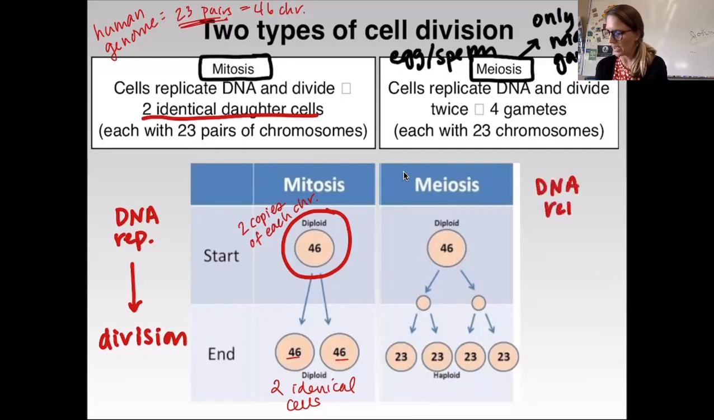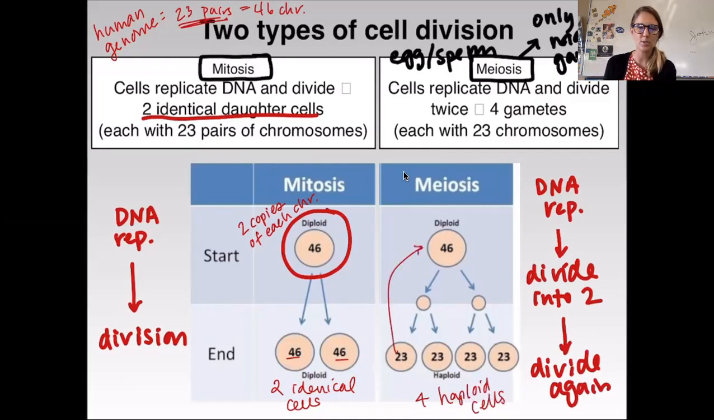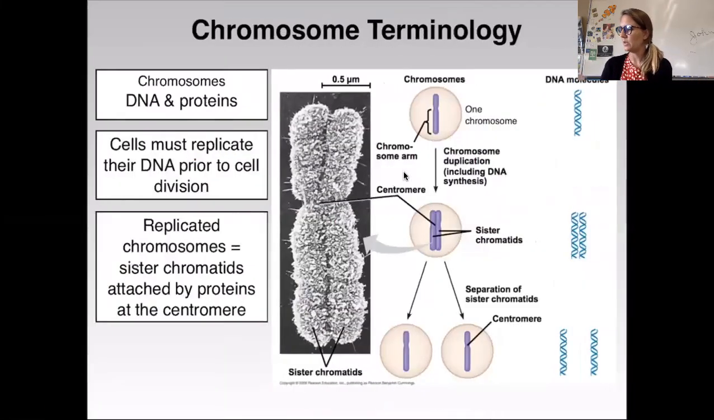All right. So cells are going to do the same thing. We're going to see DNA replication, right? We are going to see cell division. They divide into 2 cells. And then we are going to see they divide again to create 4 haploid cells. Notice these are not identical to the diploid mother cell, right? They are now halved to create haploid cells. So we're going to really focus on mitosis, but first let's talk about chromosome terminology.